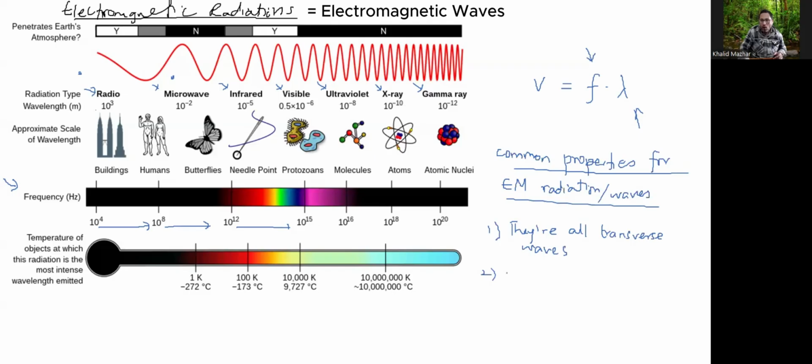Secondly, they all can travel through vacuum. So they don't need any medium. Like they don't need water to move through. They don't need a string to move through, a spring to move through, or air particles like sound waves. They can travel through vacuum. So they all can travel through vacuum.